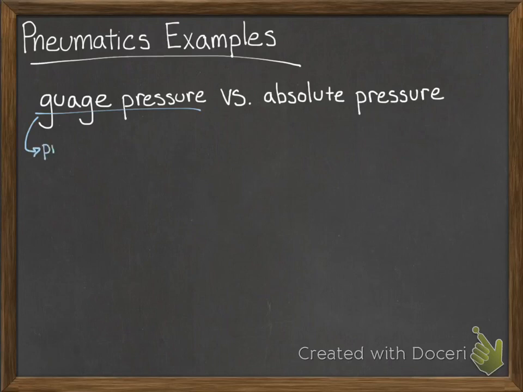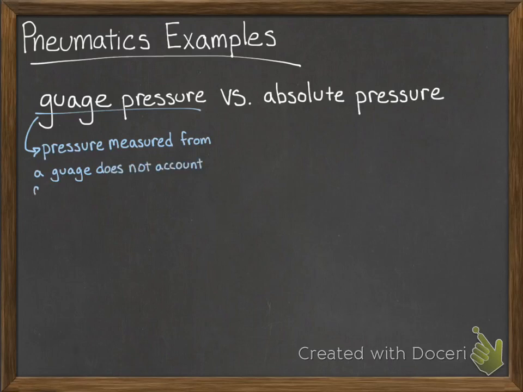So the gauge pressure is the measured pressure in a container, okay, but it doesn't account for the atmospheric pressure surrounding the system. So we can't really use this in some of our calculations. You might be asked, here's the gauge pressure, what is the absolute pressure for this system?